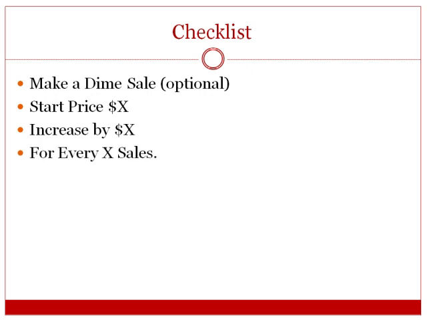So if the start price is at $1 and the end price is at $50, I could do something like it increases 10 cents or even 5 cents for every 3 sales or for every 1 sale. And that's all you need to know.